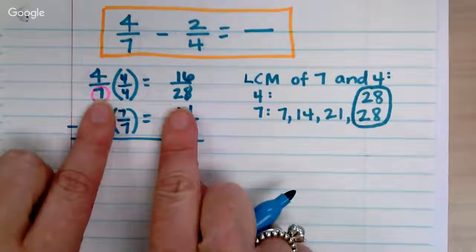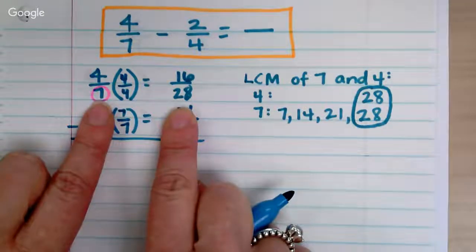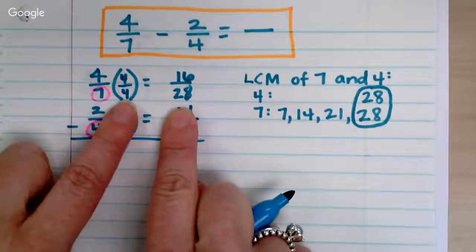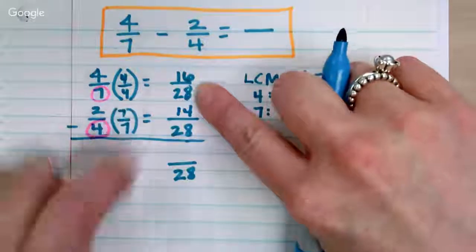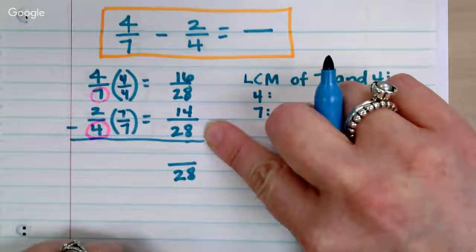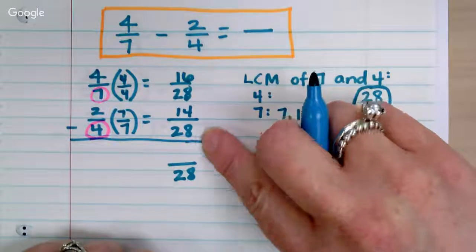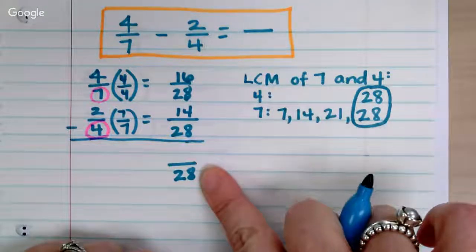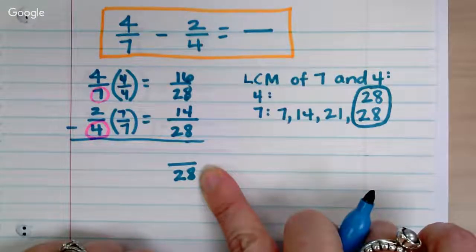Now, it's important to note that I've just created an equivalent fraction. 4/7 equals 16/28. They have the same value. I multiplied them by a value that equaled 1. I just did this in order to create those equivalent fractions so that I can carry out the computation. Now that I have 28 and 28 as my denominator, I can clearly see why I already have 28 in my answer's denominator, because I'm comparing wholes that are broken into equal parts.